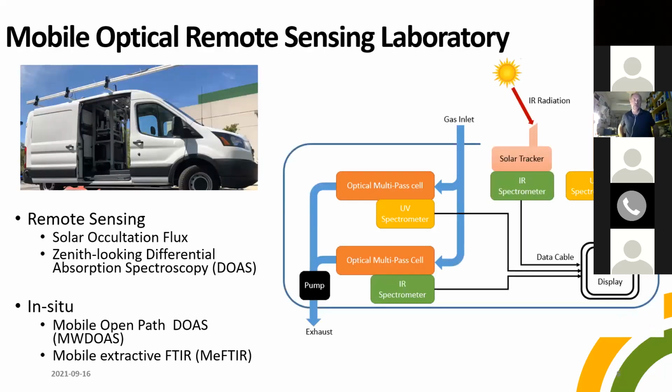The mobile optical lab that we are using is illustrated here. It's in a van, and you can see here.